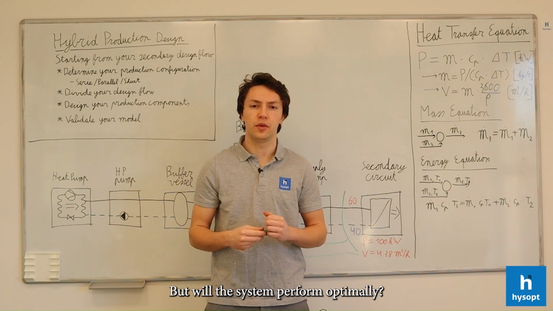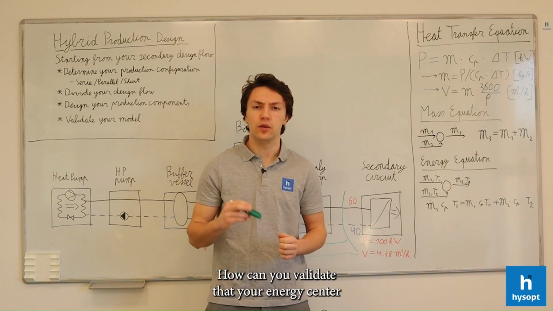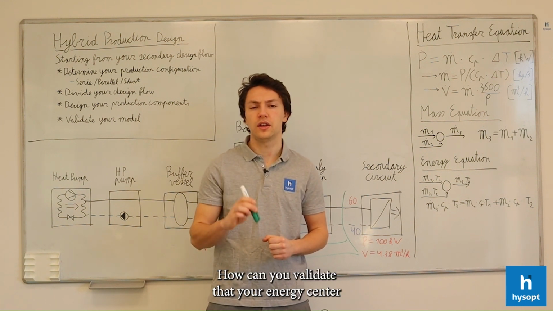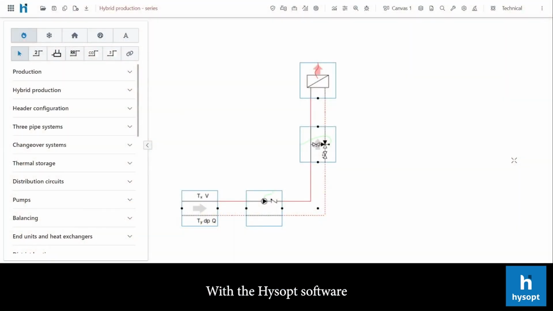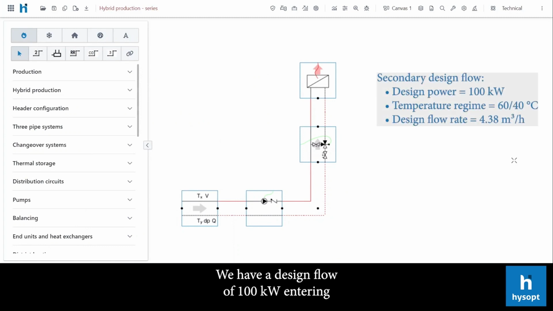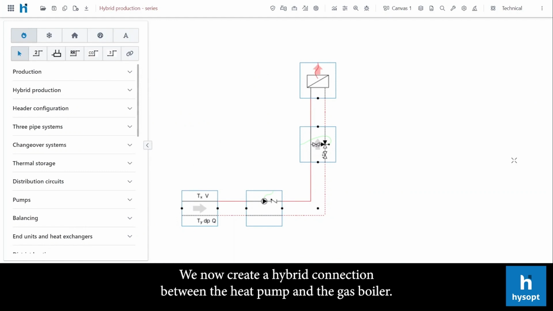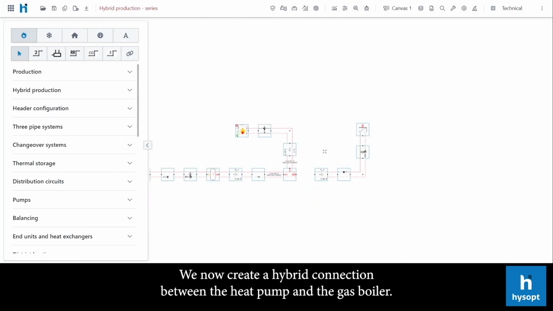But will this system perform optimally? How can you validate that your energy center will behave in the way you expect it to behave? With the Hysopt software, we can simulate the behavior of our system. Let's look at an example. We have a design flow of 100 kilowatts entering the energy center at a temperature regime of 60-40 degrees. We now create a hybrid connection between a heat pump and a gas boiler.